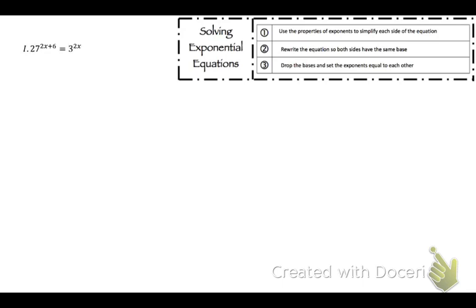This one, again, we don't have the same base, but we can rewrite it. 27 is the same thing as 3 cubed. So that's going to be 3 cubed to the 2x plus 6 equals 3 to the 2x. Cancel the bases, so 3 times 2x plus 6 equals 2x. So that's 6x plus 18 equals 2x. Subtract the 6x over, you get negative 4x equals 18. Divide by negative 4, and you get negative 18 over 4, which is the same as negative 9/2.